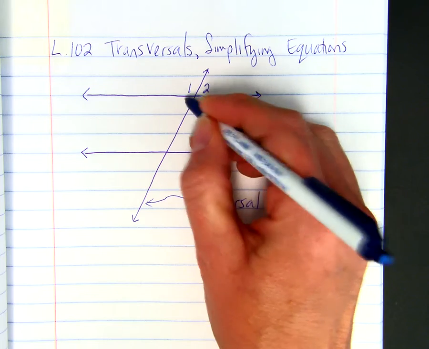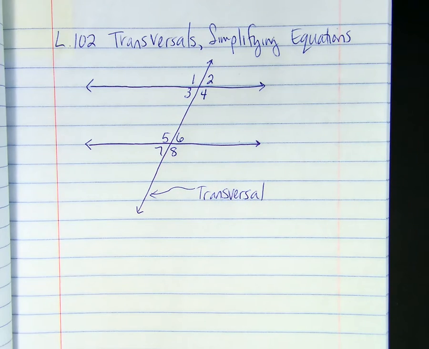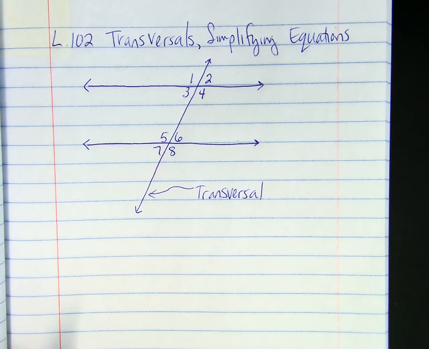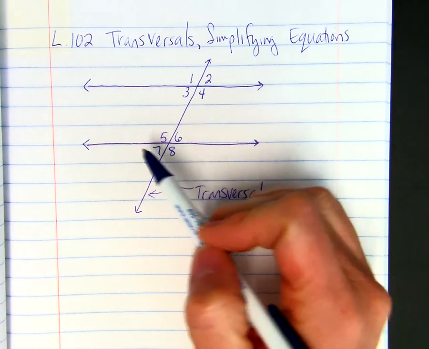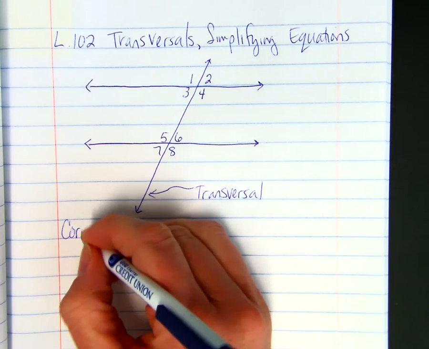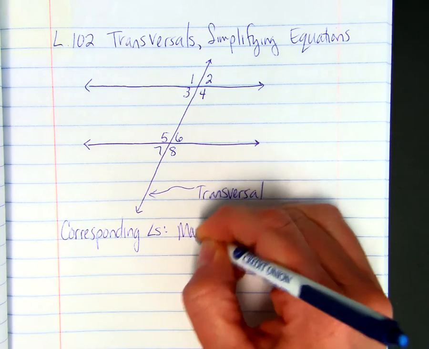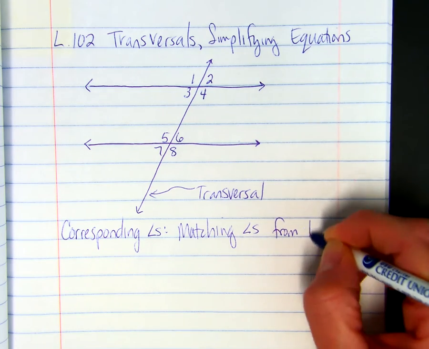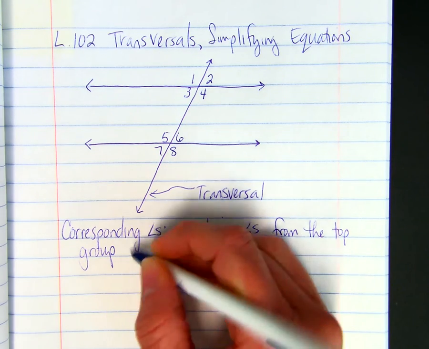So we're going to name all these angles 1 through 8. Transversals divide the lines up into 8 angles. We have what's called corresponding angles. They're matching angles from the top group and the bottom group.